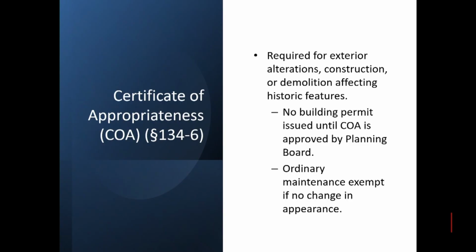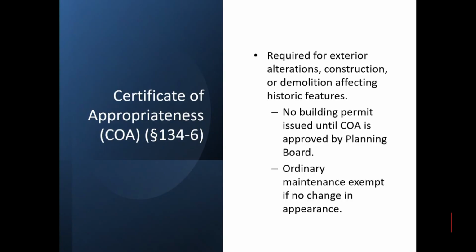No building permit can be issued until a certificate of appropriateness is approved by the planning board. So the building department is usually the first to catch these if there are modifications to a historic structure. Typically, a building permit is filed, and then the building department marks that as requiring approval by the planning board, or a COA from the planning board.